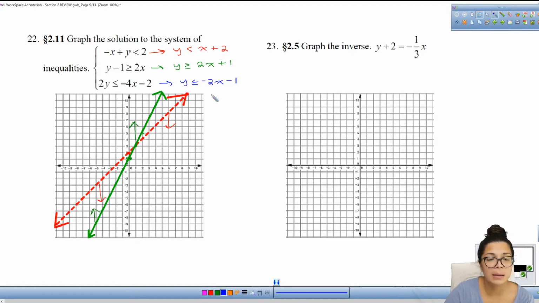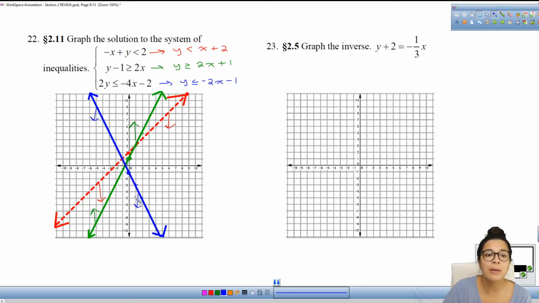And then the last inequality has a y-intercept of -2. I'm sorry, -1. And the slope is -2, so down 2, to the right 1. And connect those with a line. And the inequality here is less than or equal to, so this will stay solid. And it is less than, so it should be shaded on the bottom.